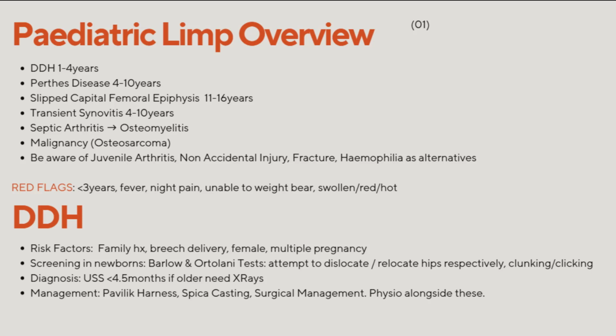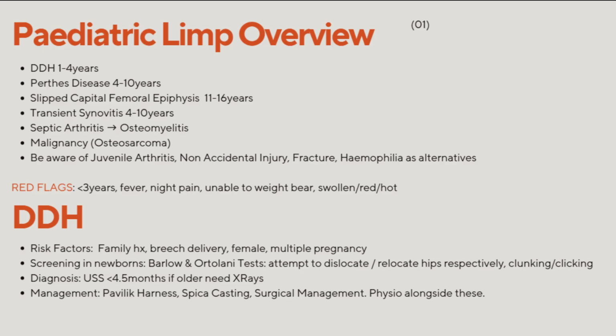All infants should undergo screening in their newborn baby examination using the Barlow and Ortolani manoeuvres. This helps to identify if the hips can dislocate or relocate. Most cases are detected early through the newborn screening, but milder dysplasia can occasionally be missed and present later in childhood. In those cases, children may develop reduced hip abduction, leg length discrepancy, or an abnormal gait.